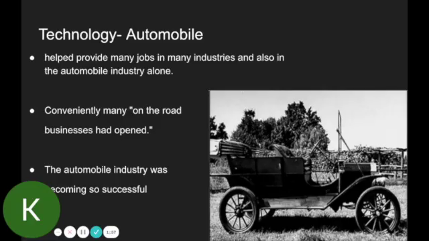And for technology, we now have the automobile, the car. So the car helped provide many jobs in many industries, and also in the automobile industry alone. As automobiles made traveling much more convenient, many on-the-road businesses had opened. The automobile industry was becoming so successful.